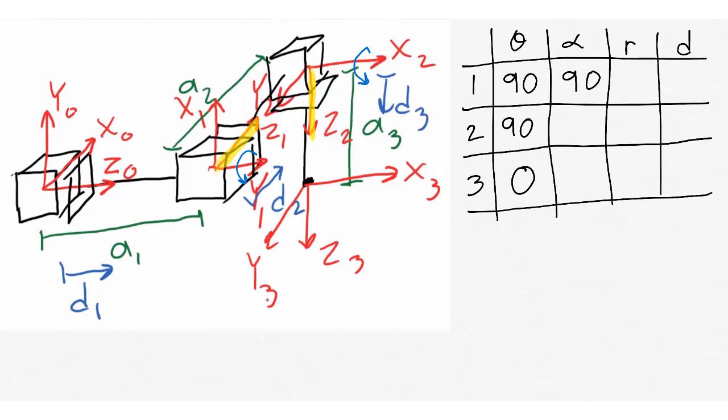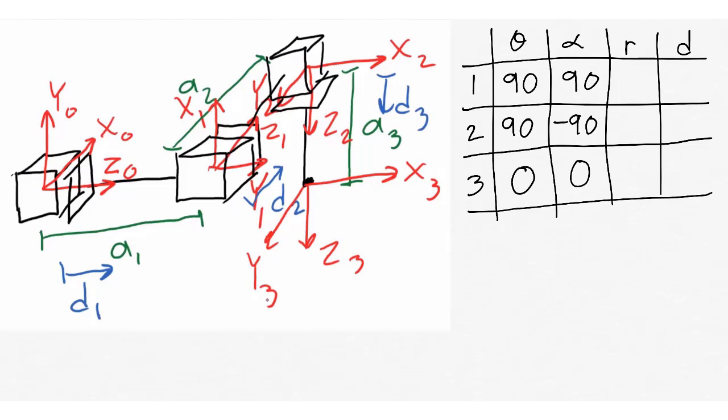So alpha in the second row is negative 90. The last alpha value is easy because these two frames already match each other. Z2 and Z3 are both already pointing down, so I don't have to rotate frame 2 around X3 at all.